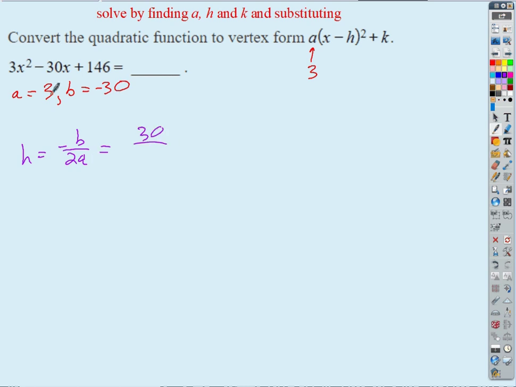2 times a, well, a is 3. What's 2 times 3? 6. 30 over 6 is 5. There's my second number I plug in, right? Finally, k. K is f of h, so in this case, I'm plugging in 5 into my original function. Every place I have x's, I'm opening up an empty quantity to plug in a 5.